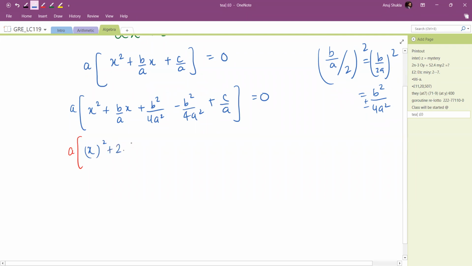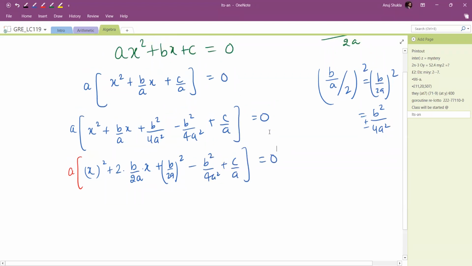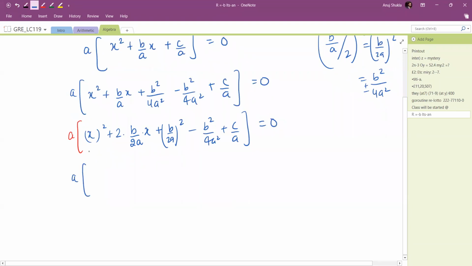This thing is 2 into (x plus b by 2a) whole square. Can I write like this? Now, it is minus b square by 4a square plus c by a is equal to 0, right? What is this? This is a. What is this? X plus b by 2a whole square. Yes or no? X plus b by 2a whole square minus, now multiply with a. So I'm taking a common here, closing the bracket here, minus b square by 4a plus c.